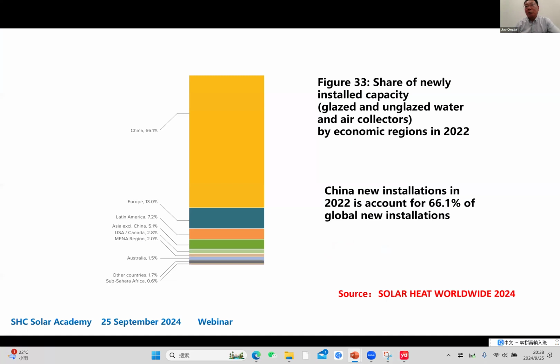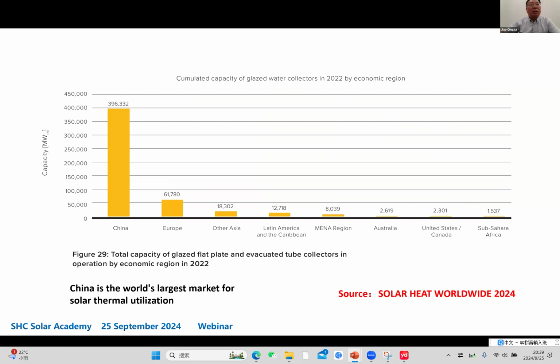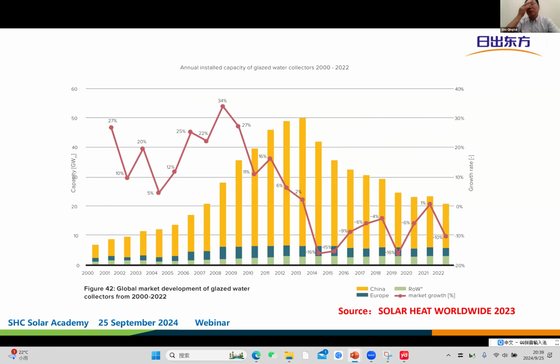Actually, based on the Solar Heat Worldwide 2024, you can find that in 2022, China's new installation accounted for 66% of global new installation of solar collectors. And the total installed capacity in the Chinese market until 2022 accounted for 73% of global total installed capacity. So no doubt, China is the world's largest market for solar thermal utilization.